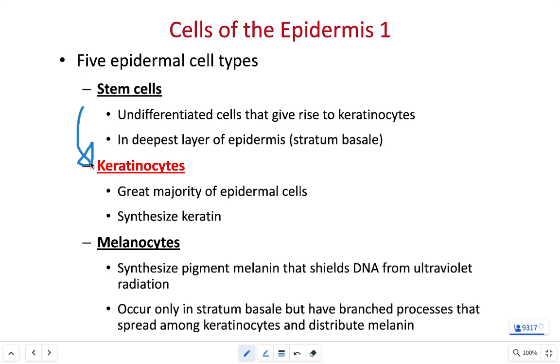A keratinocyte makes up the vast majority of the epidermis. So when you see all of those flattened cells, all of those squamous cells within the epidermis, you're looking at mostly a bunch of keratinocytes. Another notable cell type in the skin is the melanocyte. And the melanocyte is typically going to be located within the stratum basale of the epidermis.